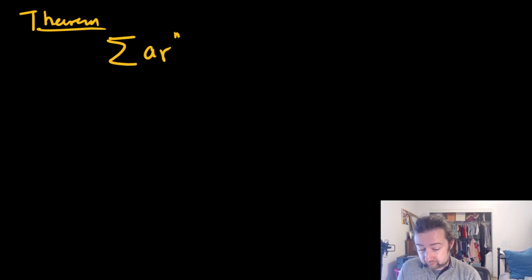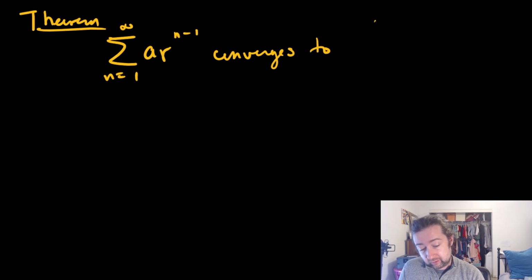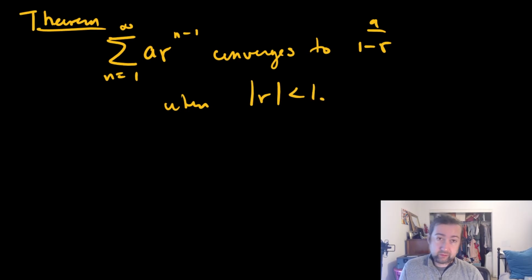So the theorem about geometric series is that this thing converges to a over 1 minus r when the absolute value of r is less than 1. So between -1 and 1, otherwise it diverges.